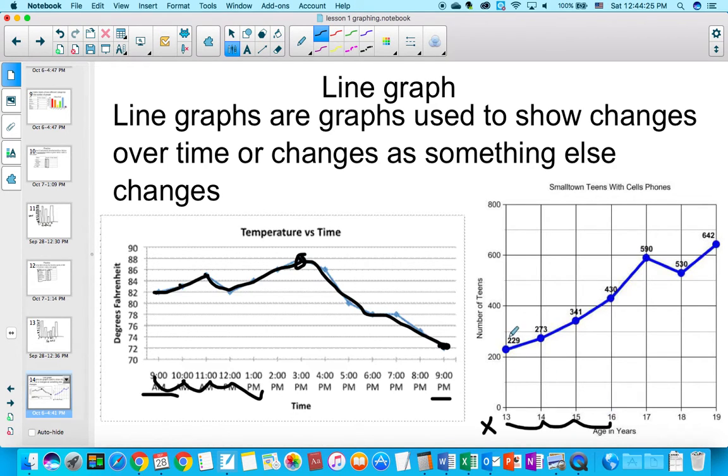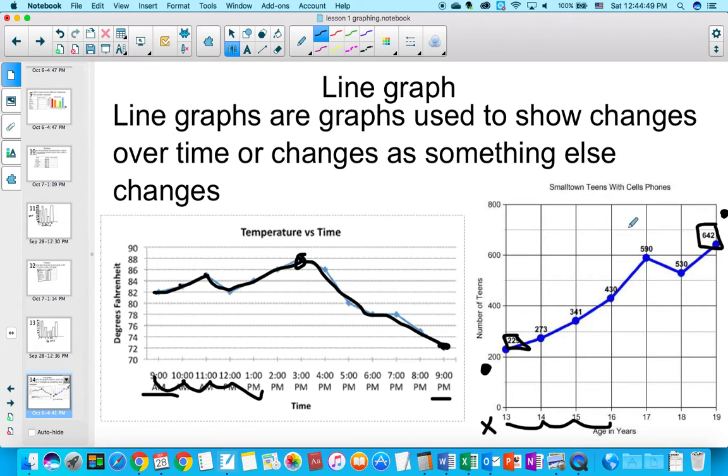So you can see at 13 about 229 teens have it, and then around 19, 642 teens have it. And you can make predictions on this graph. You can go, oh, well, it seems that the younger you are, the fewer kids have cell phones, and the older you are, the higher the amount of people with cell phones, right?